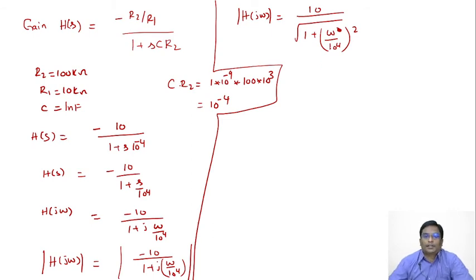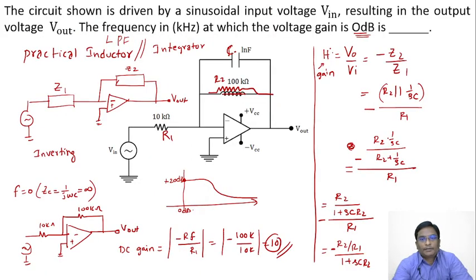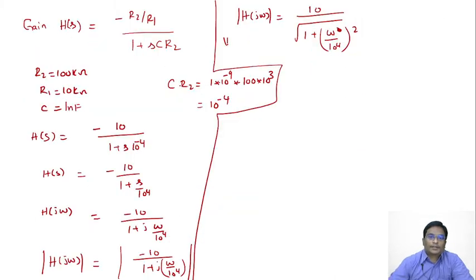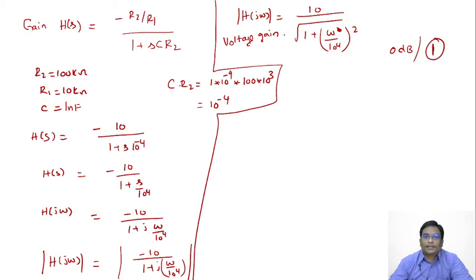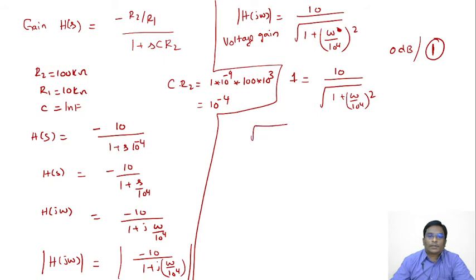And here in the question they have given 0 dB. Voltage gain becoming 0 dB. This is the voltage gain. Voltage gain becoming 0 dB, or 1. Okay, 0 dB or normal magnitude is 1. Let us substitute when this becomes 1. The corresponding frequency is nothing but the 0 dB frequency. So the square root of 1 plus omega by 10 power 4 whole square is equal to 10.